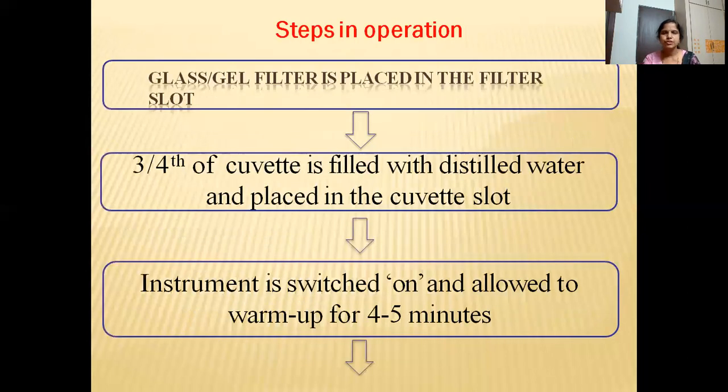So, steps in operation. How to operate this colorimeter? First, as I said, I have shown you the sample holder, the cuvette. First you have to clean the cuvette. Then fill the cuvette with 3/4 of distilled water and place it in the cuvette slot, that is the sample holder. You have to switch on the instrument and allow it to warm up for 4 to 5 minutes.